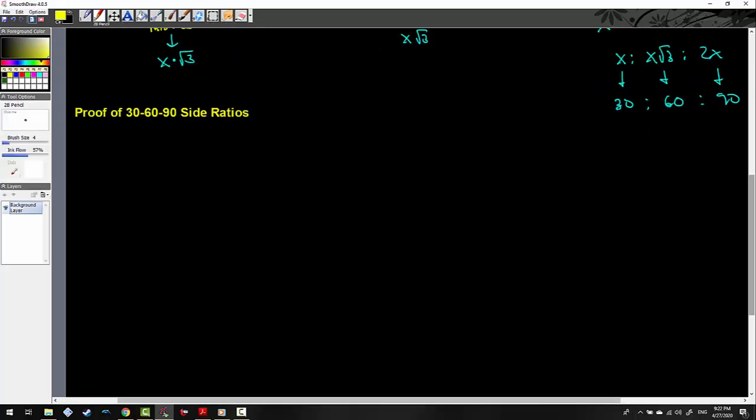All right, let's take a look at the proof of the 30, 60, 90 right triangle side ratios. I'm going to start off with an equilateral triangle. To demonstrate this, we start off with an equilateral triangle. Remember, an equilateral triangle has 3 sides that are all the same length, as well as 3 angles that are all the same, making each angle 60 degrees.